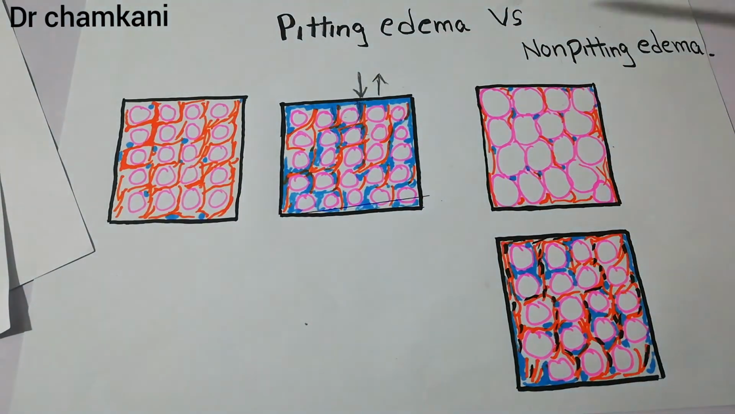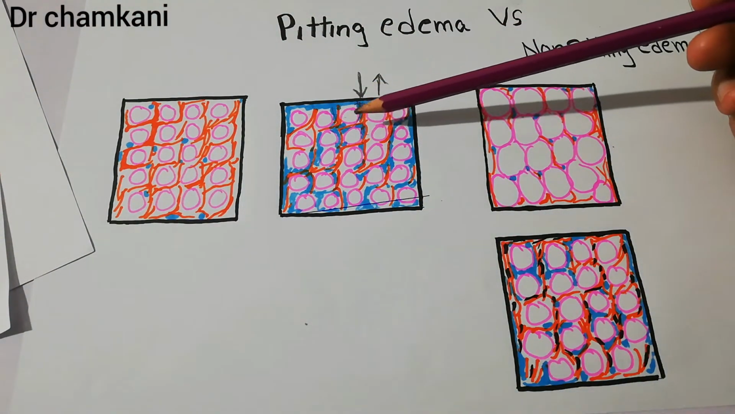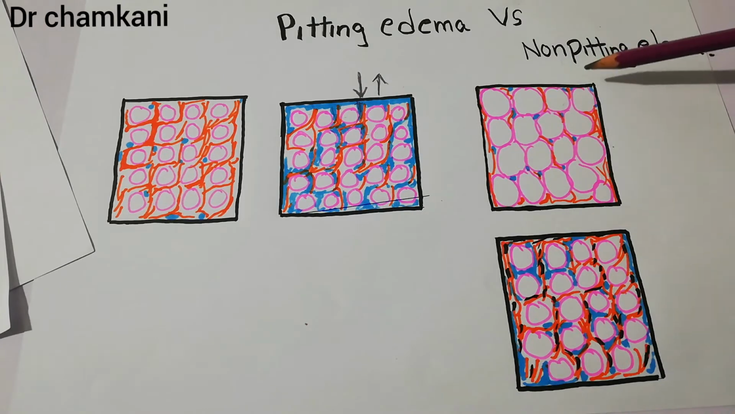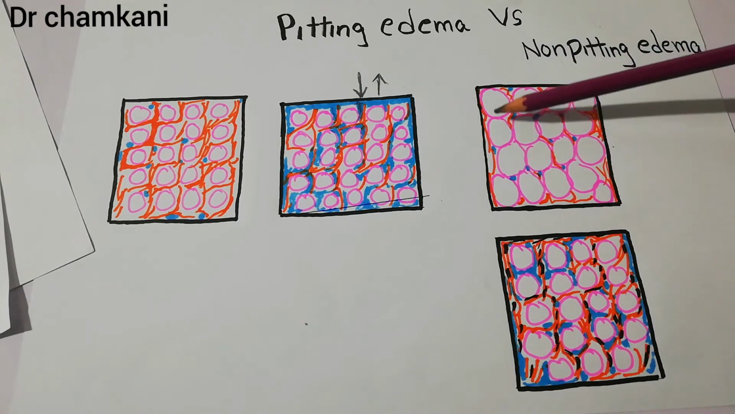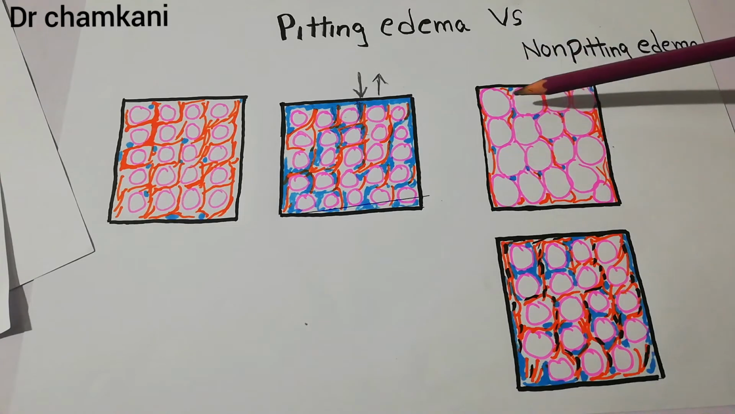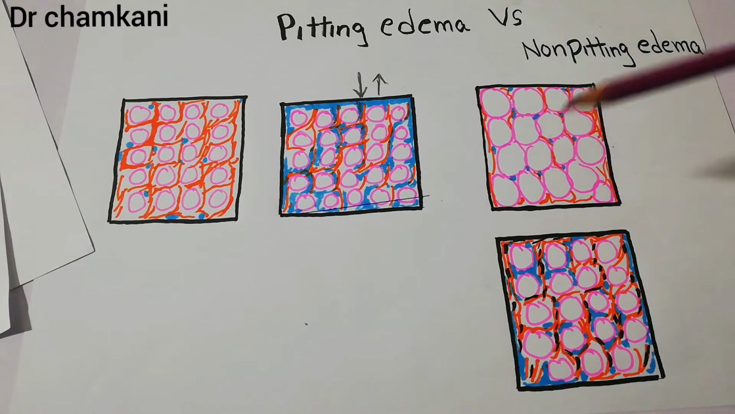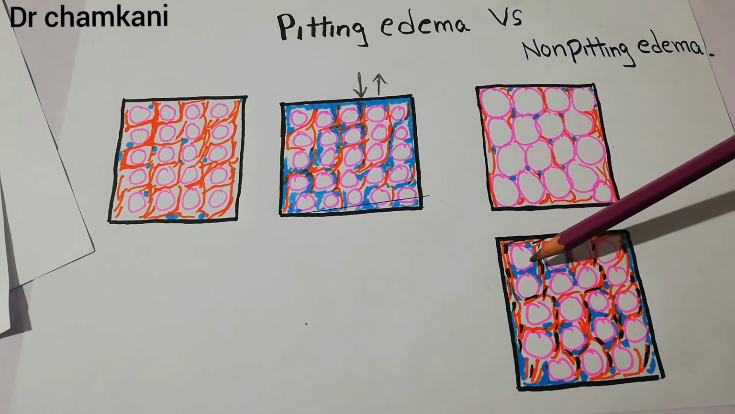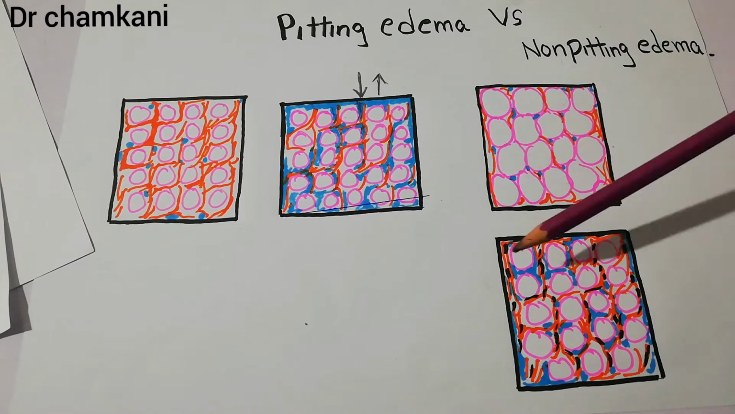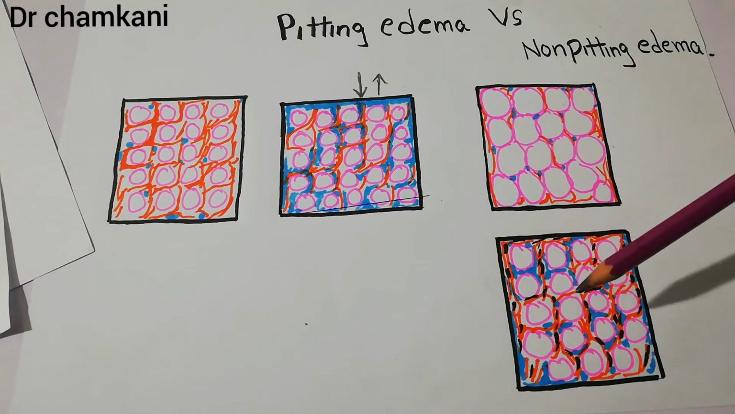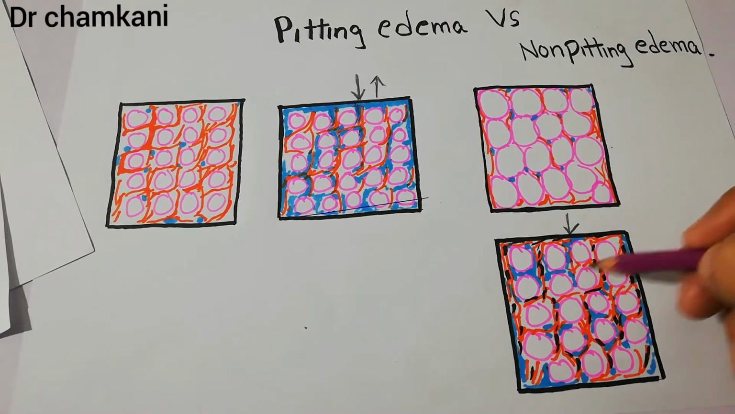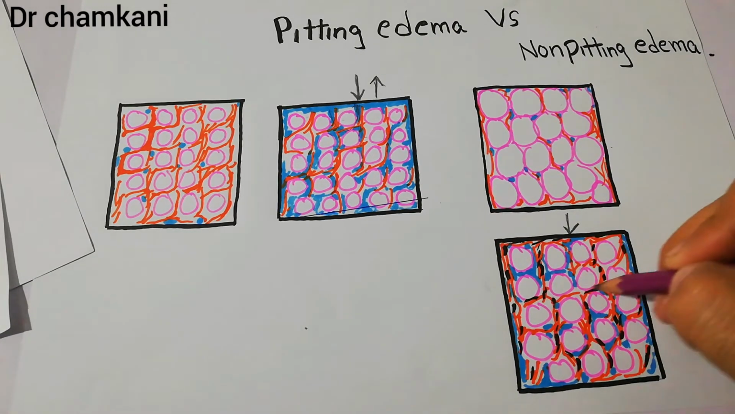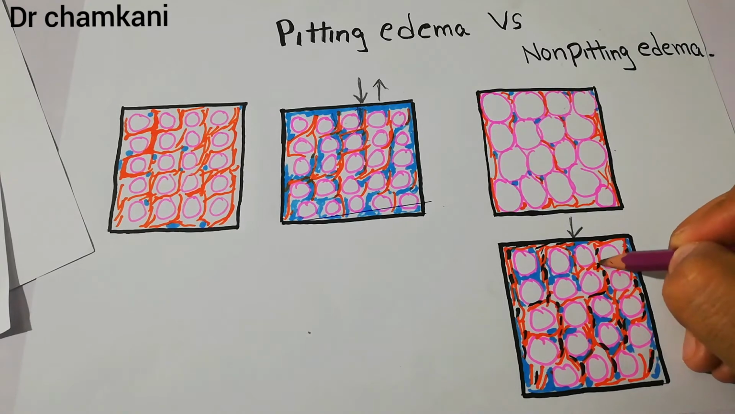So pitting edema is due to collection of free fluid in the interstitium. Non-pitting edema is not necessarily due to the collection of fluid in the interstitium. It can be either due to an increase in the size of the cells, or even due to collection of free fluid in the interstitium but with clotting by the fibroblasts, due to which there will be no free fluid movement. Even if this tissue is pressed, the fluid cannot move here and there, because the whole region has been clotted with the help of these fibroblasts.